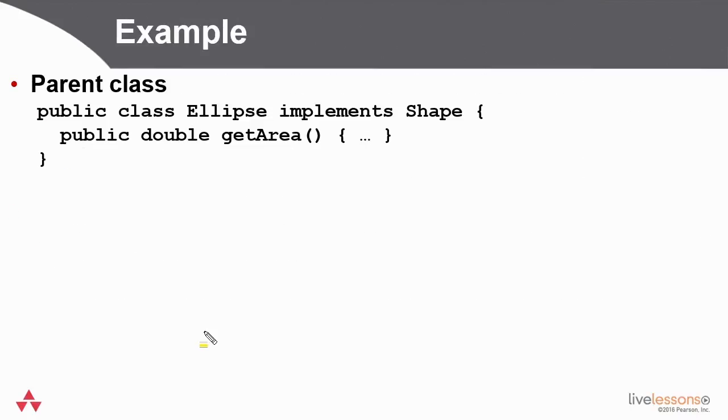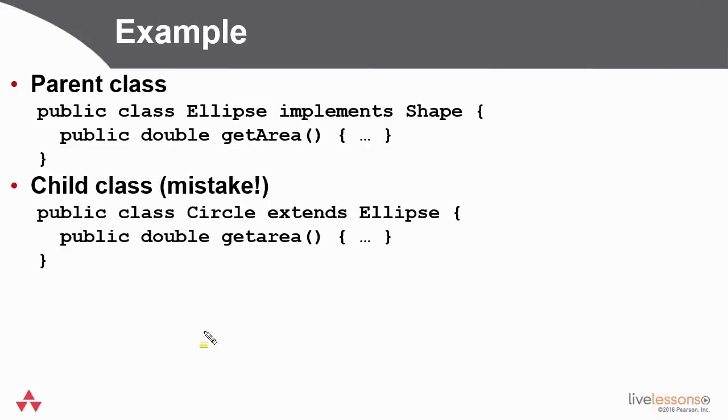Okay, so here's a quick example. So I make a class called Ellipse that implements Shape, and I define a method called getArea. And then I make a class called Circle, and I think that I'm giving a more specific definition of the area. But I spell it wrong. The real method has a capital A, and I made a typo, as I frequently do in real life, and I declared my method having a lowercase a.